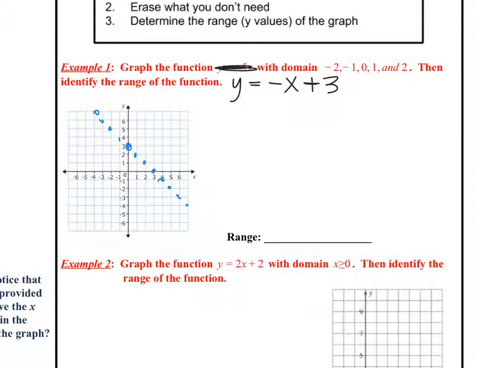I only want the domain or the x values of negative 2, negative 1, 0, 1, and 2. Everything else, we're going to erase. So I only want those 5 points. So get your eraser ready. Here we go.